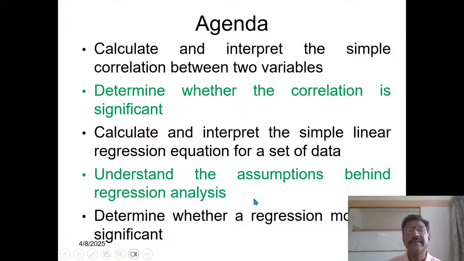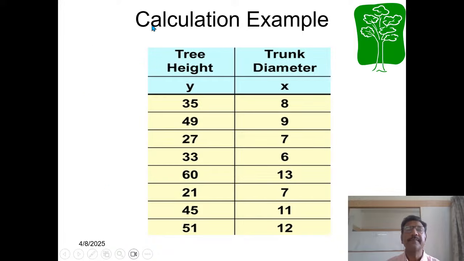This is the agenda. Suppose we consider one example: tree height and trunk diameter. If there is any forest, there are so many trees in it. By measuring only the trunk diameter, we can find out the tree height. Such a type of model we have to build. Here trunk diameter is indicated by the x variable, and tree height is indicated by the y variable.